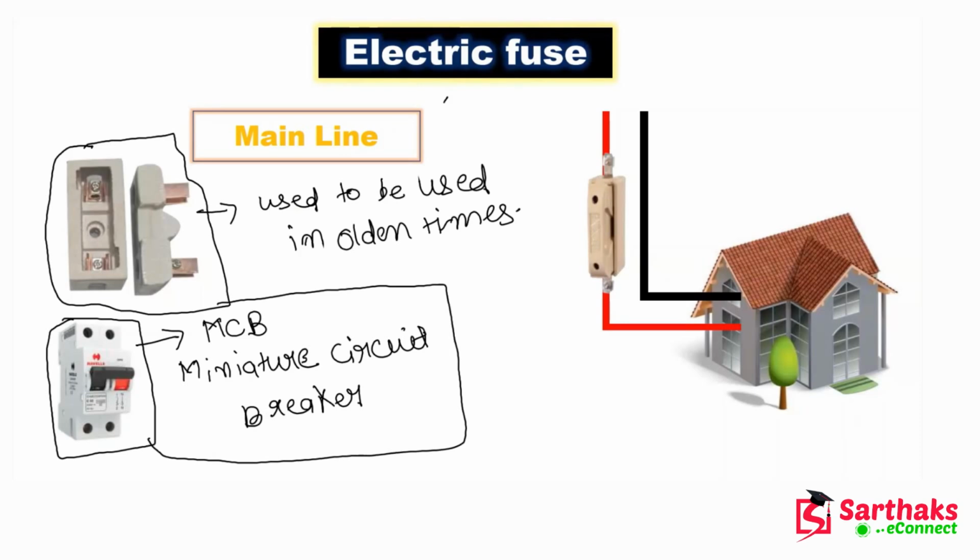Now guys, let's talk about the purpose of the electric fuse. In this electric fuse there is a very small wire like this. Now what is the work of this wire? Basically, this wire completes the circuit. Let's suppose in this line current is coming, and in this circuit lots of appliances are working on this current. Now what happens? Sometimes we observe voltage fluctuation.